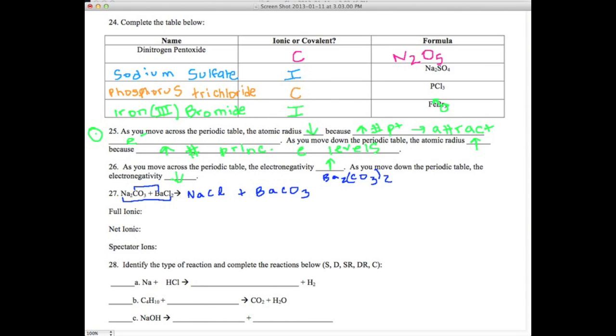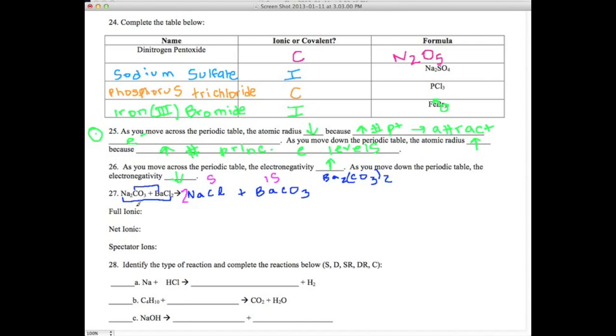Now, I need to balance. So I have 2 Nas here, so I need to put a 2 here. I've got 2 Cls, 1 Ba, 1 Ba, 1 CO3, it's a polyatomic ion, carbonate, 1 CO3, good. Now, determine what's soluble, insoluble, so I can write my full ionic. Your reactants will always be soluble. You don't even need to check on them, I promise you they will be. You need to check on these. What you'll find is this is going to be soluble and this is going to be insoluble. This is a carbonate. You need to know the names or else you can't find your rules.